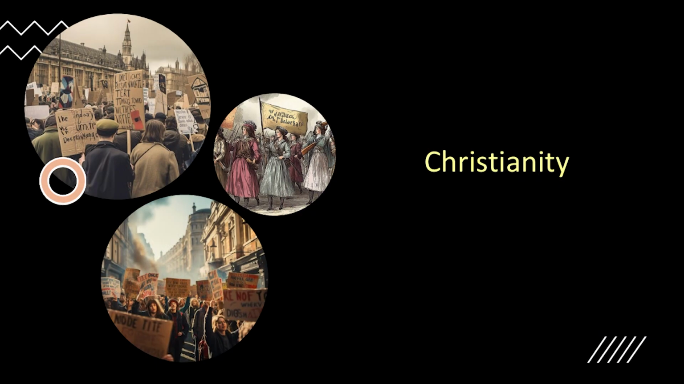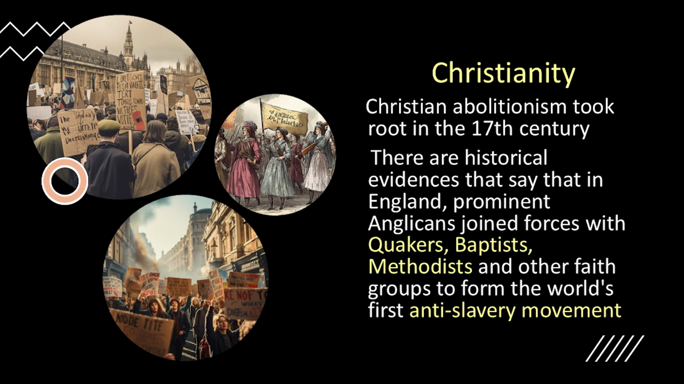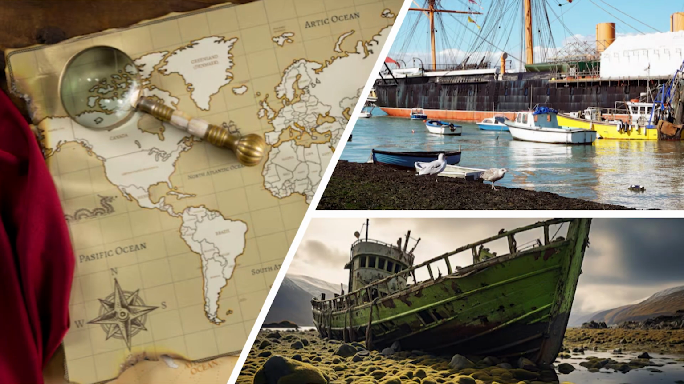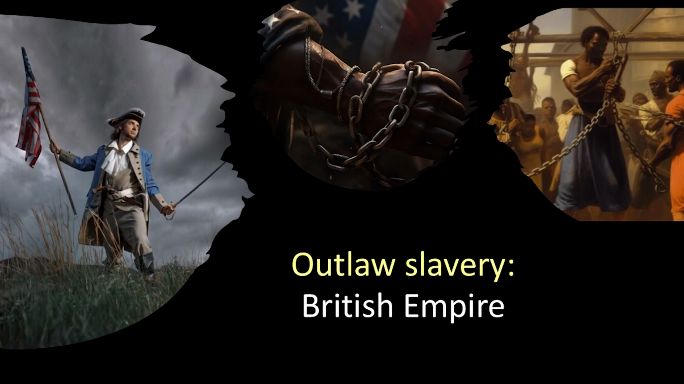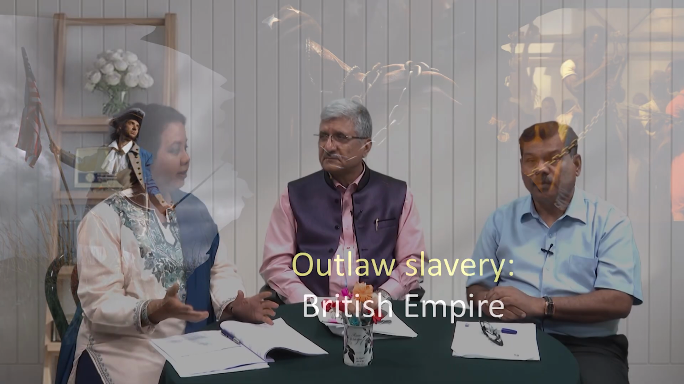Then a few other examples we can find in Christianity also. Christian abolitionism took root in the 17th century. There are historical evidences that say that in England, prominent Anglicans joined forces with Quakers, Baptists, Methodists, and other faith groups to form the world's first anti-slavery movement. This was such a big thing to happen at that particular time. Together they built a moral conscience to ban the transatlantic slave trade, which was very common at that time, and then outlaw slavery itself throughout the British Empire. So this was a very brave, courageous move which some of the religious heads came together and took.